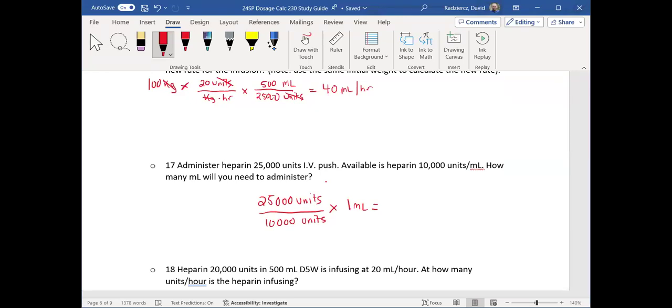Now let me ask you this. What if that was 2,500? If that was 2,500 and you divide it by the 10,000 units times the 1 milliliter, you're going to get 0.25 milliliters.